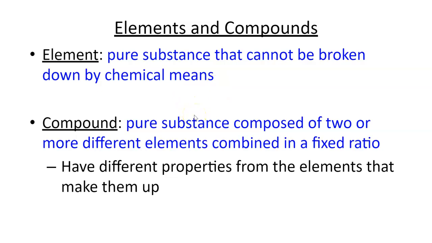A compound is two or more elements that have been combined in a fixed ratio. Now, one idea that's kind of confusing for students is that a compound has completely different properties from the elements that make it up. So if you think of hydrogen, it's a very flammable gas. If you think of oxygen, it's another gas. But if you think of water, which is H2O, it's a liquid and it's used to put out fires. It's water, right? So they're very different properties.